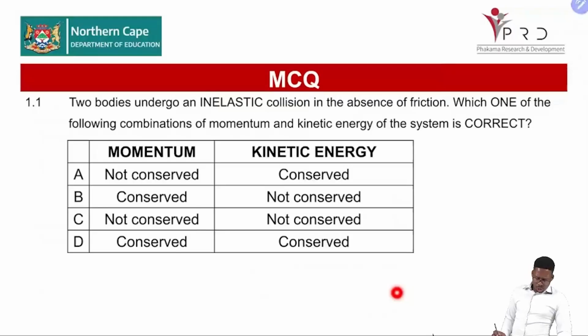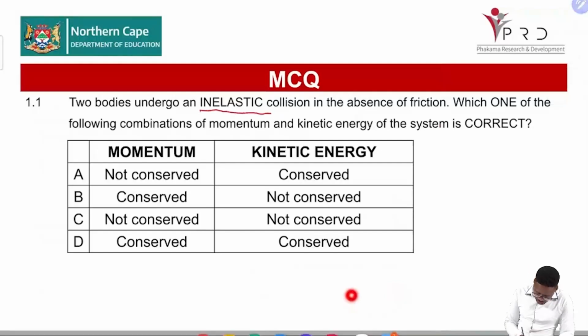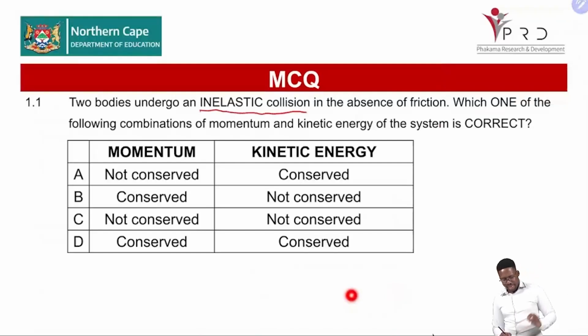Now, two bodies undergo inelastic collision. That's the clue. That's the key word. Inelastic collision. Look at the capitalized words. Inelastic collision. Remember, if we are saying inelastic collision, we are saying that the kinetic energy is not conserved. So already you must look for an option that will have a kinetic energy is not conserved. In absence of friction, which of the following combination about the system is correct? Already we know A and D, they are incorrect. So our answer is between B and C.